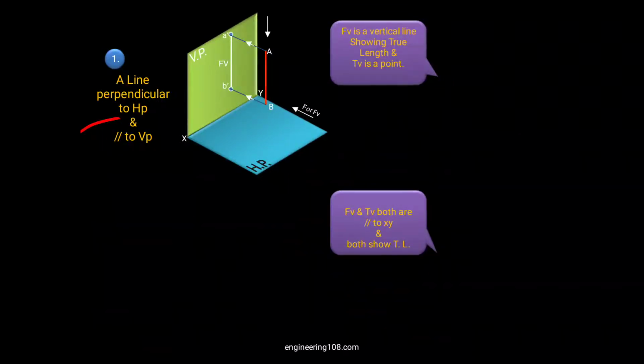Now to draw the top view, the observer looks from the top side exactly perpendicular to HP. The eye vision is struck here, the light propagates and strikes the HP, marking the point A and B. Here the front view and top view of the line which is perpendicular to HP and parallel to VP are shown.